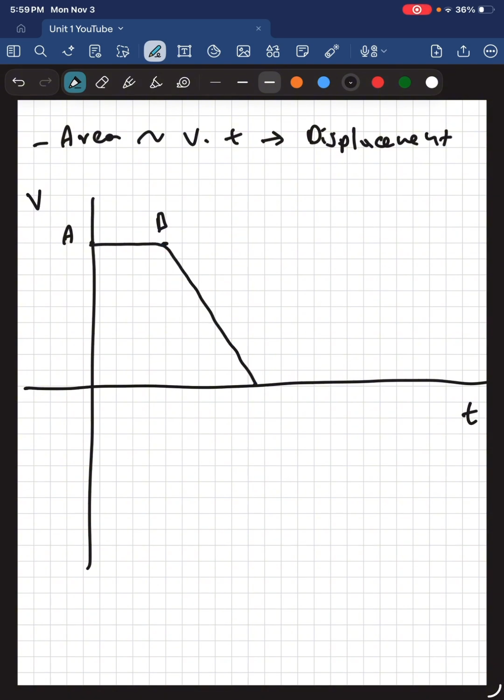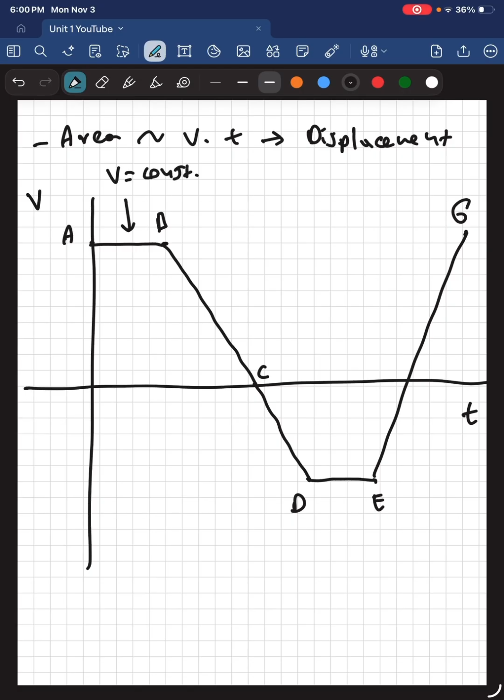So A, B, this is point C, then we go all the way to D, and then we follow a straight line to E, and then we go to G, okay? So the velocity here is constant, and the acceleration is 0, okay? So from A to B, we have a constant speed motion. Then from B to C, here is the 0, by the way, of the velocity, okay?